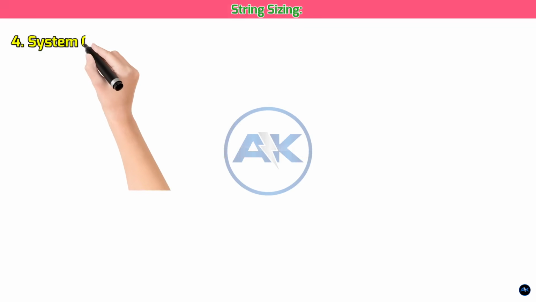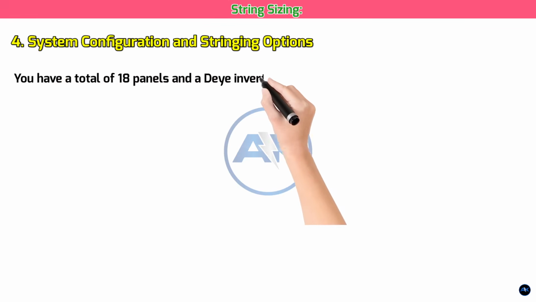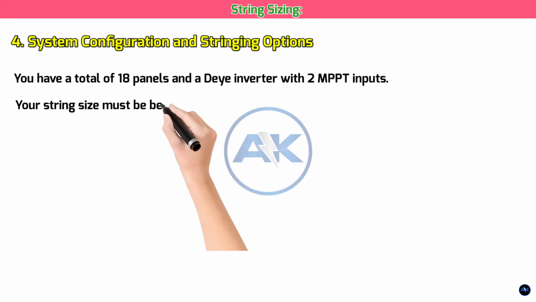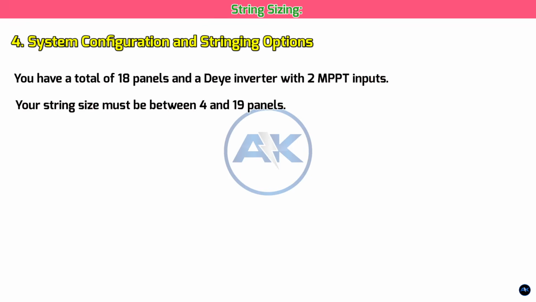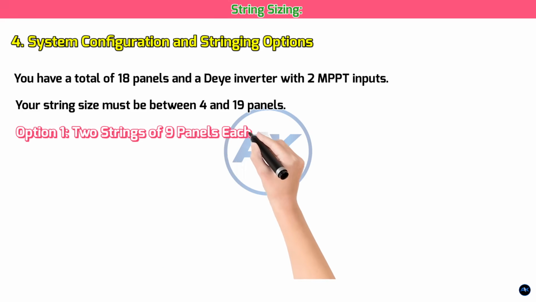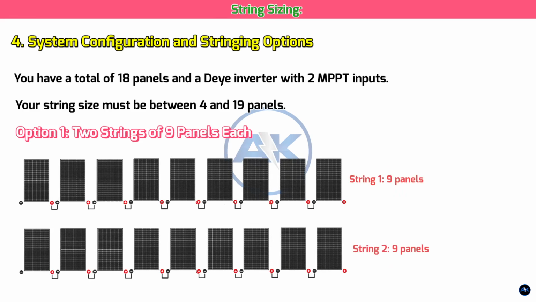4. System configuration and stringing options. You have a total of 18 panels and a Deye inverter with 2 MPPT inputs. Your string size must be between 4 and 19 panels. Based on these numbers, here are the viable configuration options. Option 1: 2 strings of 9 panels each. String 1, 9 panels. String 2, 9 panels.